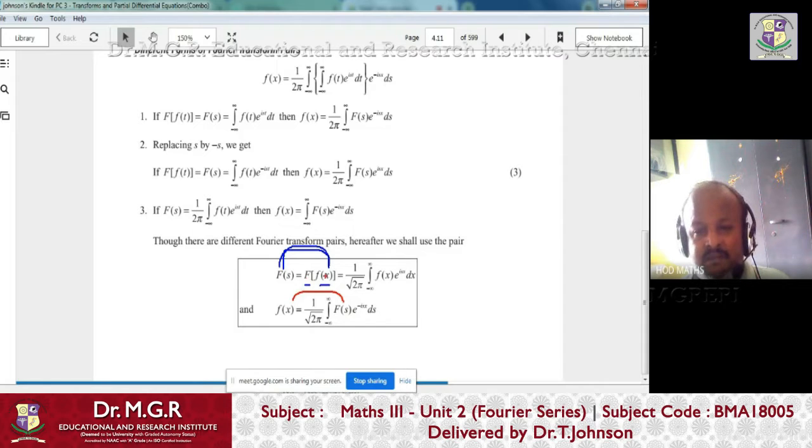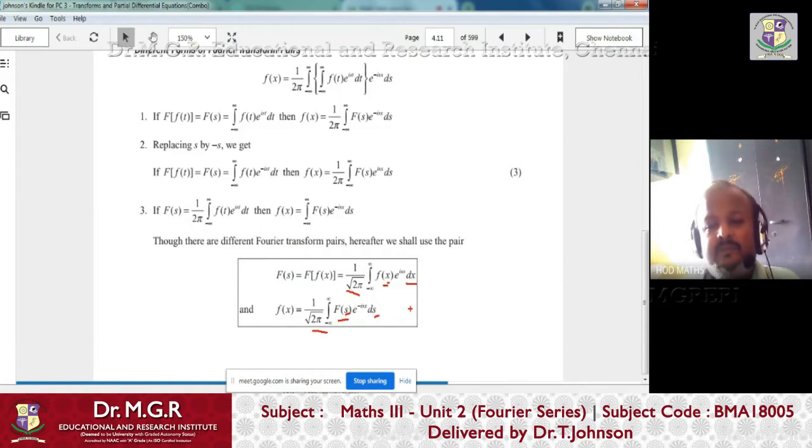So the original function is given in terms of f of x, that is transformed into F of s. Then after doing all the analysis, the function F of s can be transformed back into f of x. So these are the two formulas, right? When you see the formula, both look the same: 1 by root 2 pi, 1 by root 2 pi. Here the input function is f of x, here the input function is F of s. Here e power minus isx, here e power isx. Here small f of x is there, so x is the variable. Here capital F of s is there, so s is the variable, right?